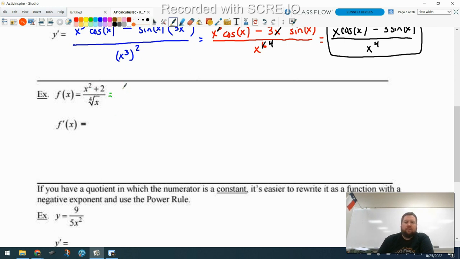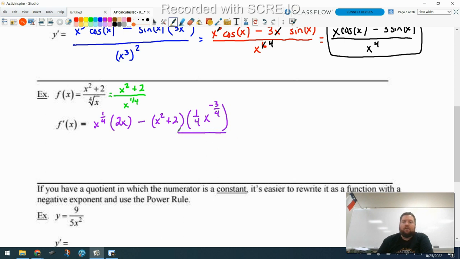All right, so I'm going to rewrite this. The denominator is x to the 1/4 power. I want to be able to use my power rule when I take the derivative of that part, so I'm rewriting it like that. All right, low d high. So low is x to the 1/4 power. D high is 2x, because the plus 2 goes to 0 when we take the derivative. Minus high is x squared plus 2. D low, all right, 1/4 x to the negative 3/4, all over low x to the 1/4 squared.